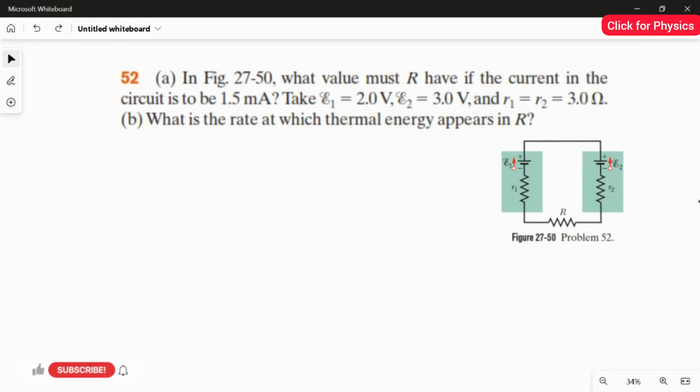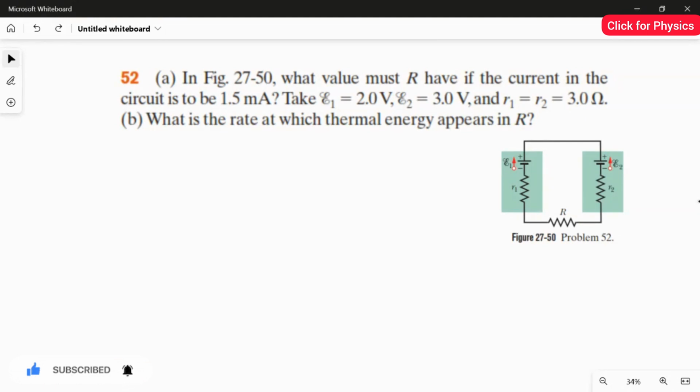So here in the first part of the question, we are going to find what should be the value of this capital R. And in the second part of the question, what is the rate at which the thermal energy appears in R? So here in this external resistance, how much power is generated? So we are going to find the value of the power in the second part. So we just work out step by step.